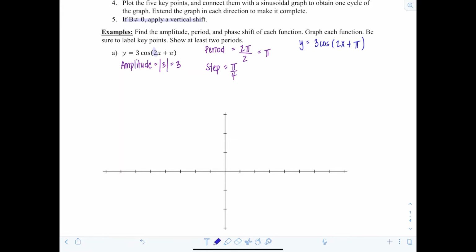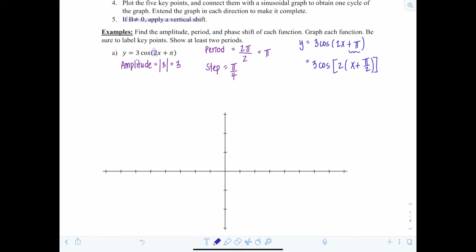Now, if you're thinking back to transformations, remember, if you have some number added in quantity with the x, then that's going to be a horizontal shift. However, since the period is being affected, this shift isn't pi units to the left, but rather I need to factor out that 2 to see what the true phase shift is. So I have 3 cosine, factoring out a 2, now I'm left with x plus pi over 2.